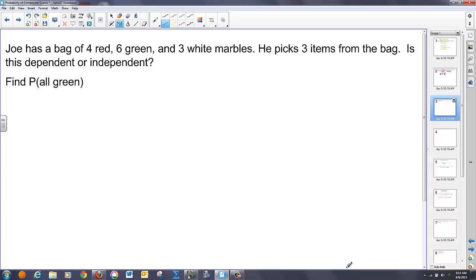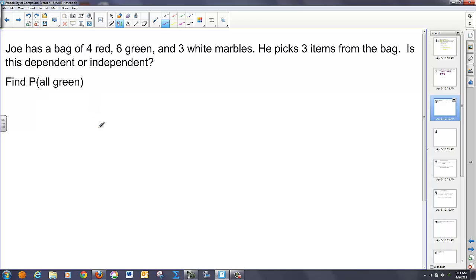But the order in which you pick it may affect the probability, but not the type of marble that comes out, because we aren't classifying something as first, second, or third. They don't get places. So in this case, this is almost like a combination problem. We want to find the probability that everything's green.